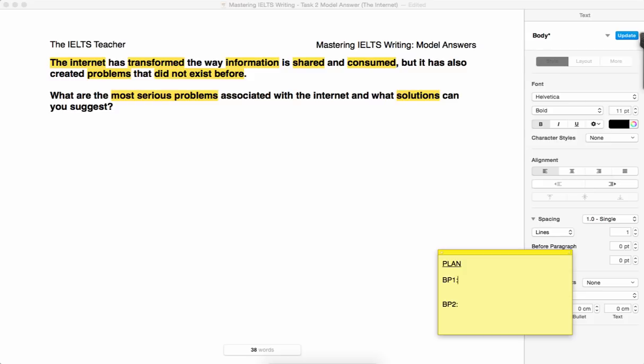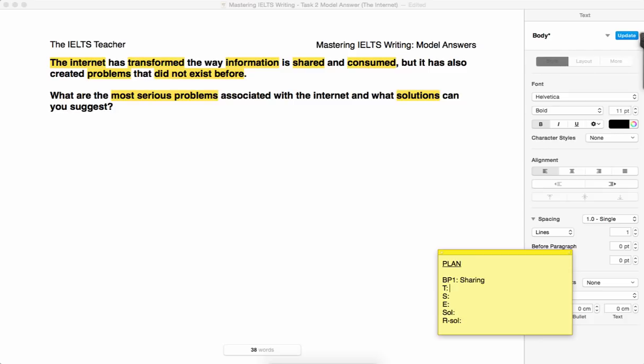For me, what I can see are the words shared and consumed. I think those are very different actions, and there are very different problems associated with each of those actions. So we're going to start with sharing information, and then we're going to move to consuming information, and we're going to look at a problem related to each of those things and its correspondent solution. So the way that I like to write these paragraphs, as we've mentioned before, is 3 sentences about the problem and then 2 sentences about the solution.